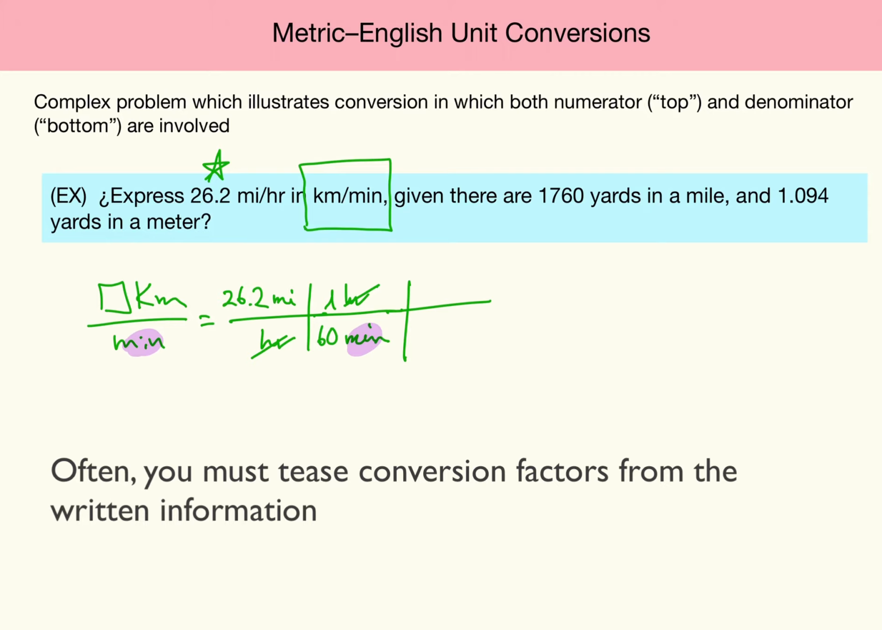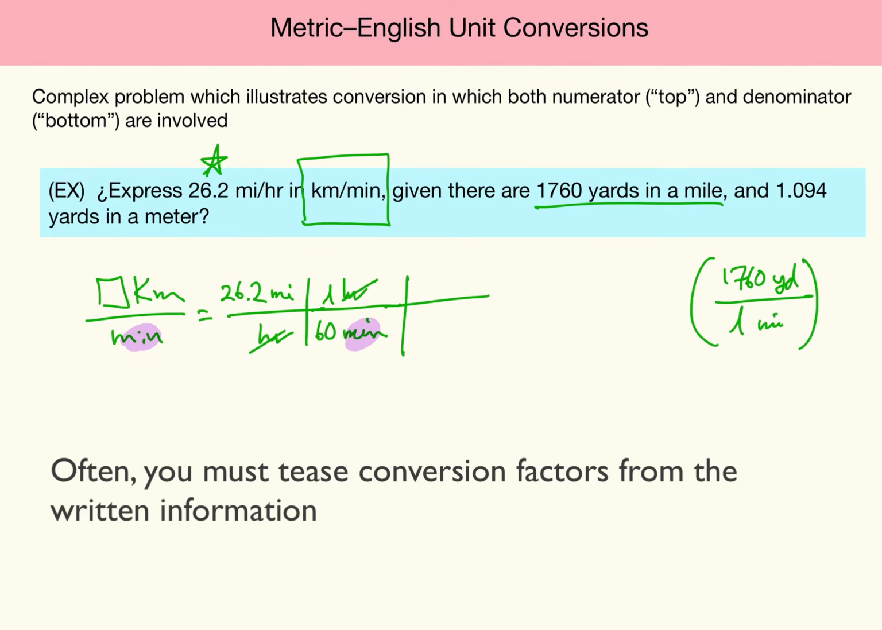There's 1,760 yards in a mile. Okay, that's one. And what else do I know? There's 1.094 yards in a meter. Well, let's see if those can be used to get us to where we need to go. I don't know miles to kilometers, but I do know miles to yards, so I'll just take that because that's all I know. In 1 mile, there's 1,760 yards.